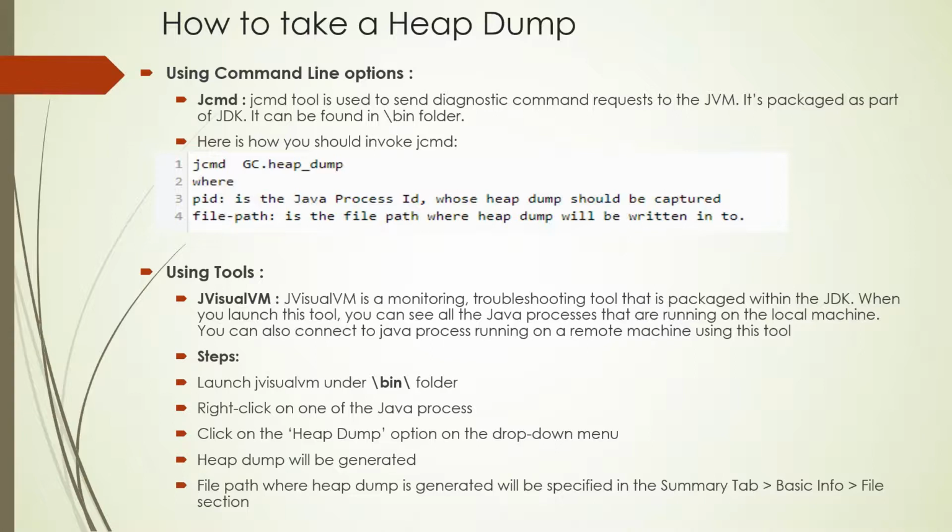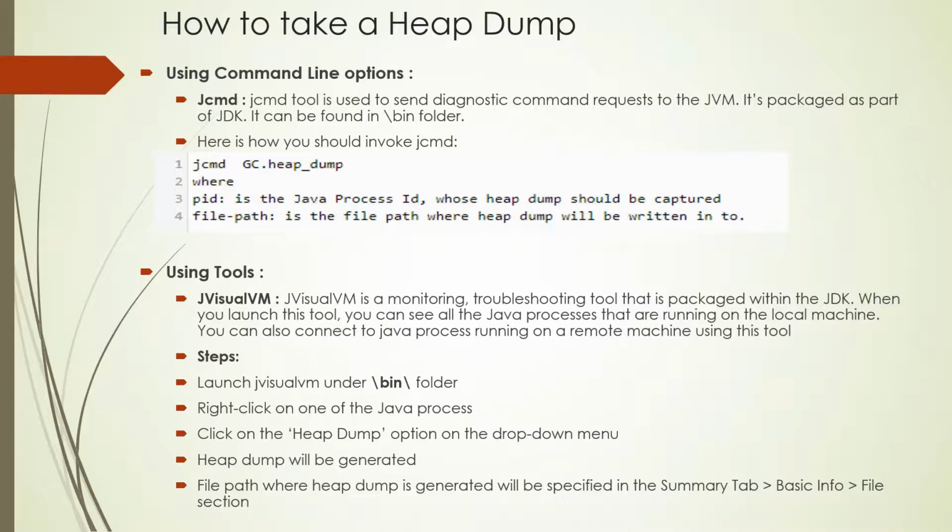Then you have tools. Using tools, as of now we already studied JVisualVM, JConsole, and JMC, Java Mission Control. Apart from that, other monitoring tools are also available, which give you an additional hand to capture heap dumps while you're monitoring your test. So using JVisualVM, I have just listed the steps. You can just launch JVisualVM, we know how to launch it. You check which processes are running and just click on heap dump. Once you click on heap dump, it will automatically open the heap dump in a new tab.